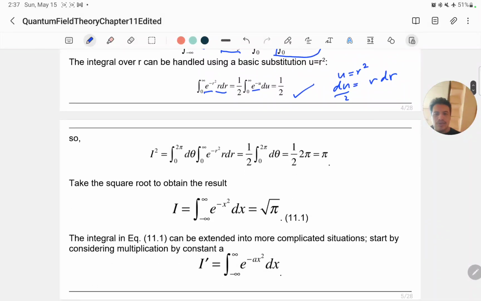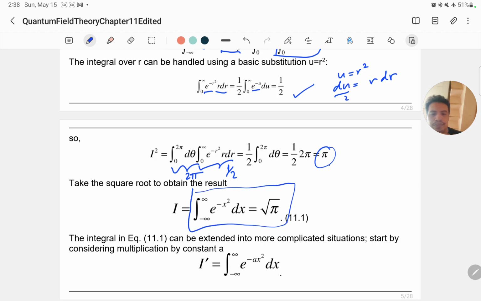Now let's proceed. So our I square in this case would be given by, overall, you have this as 1/2, and this one would be 2 pi. So I square would be pi, and so I would be square root of pi. So this is now our integral.